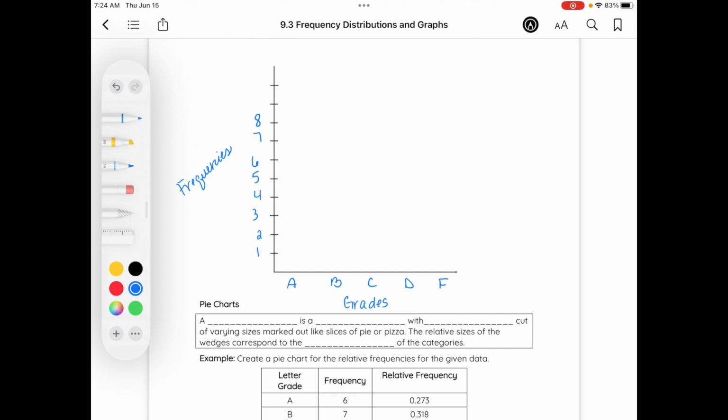And there were 6 A's. So I'm going to draw a vertical rectangle here, the height of which is 6. I had 7 B's. Let's draw another rectangle. I had 4 C's. We had 3 D's and 2 F's.